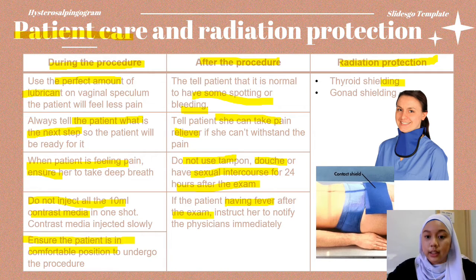So, lastly, what is the radiation protection that we use for this HSG procedure? First we use the thyroid shielding, and also we use the gonad shielding. This is the thyroid shielding, and this is the gonad shield.